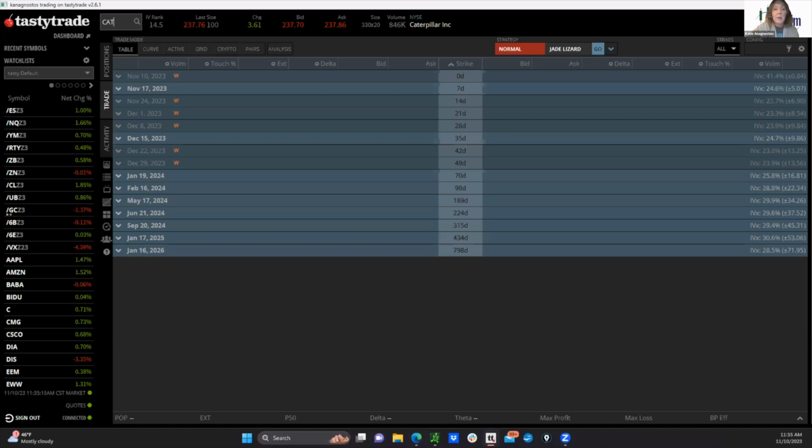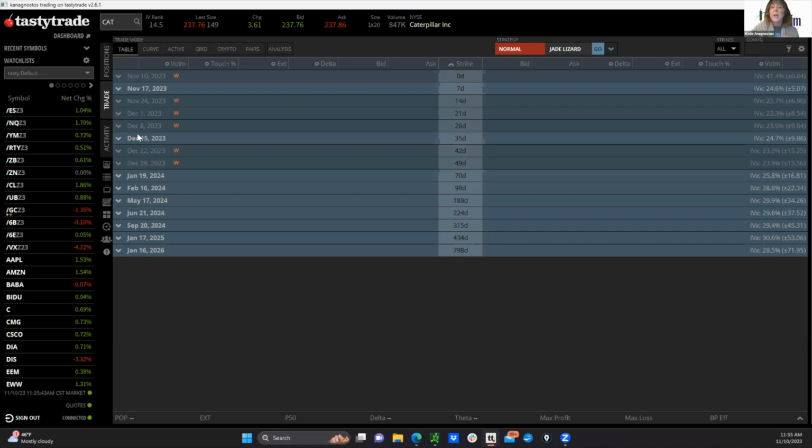I have Caterpillar loaded in here, and I'm going to be using the December 29th expiration cycle with 49 days to go. The monthly expiration, December 15th, only has $10 wide strikes, whereas the weeklies have $5 wide strikes. And that's going to allow us to be a little bit more flexible with our strategies, especially for those who might have smaller accounts or who have a lower risk tolerance.